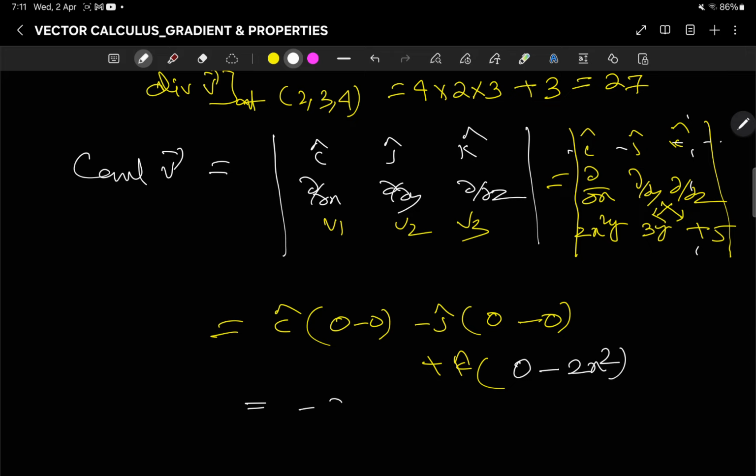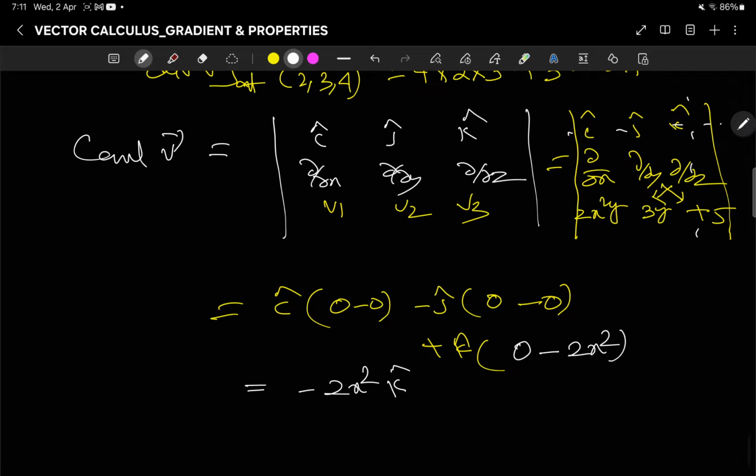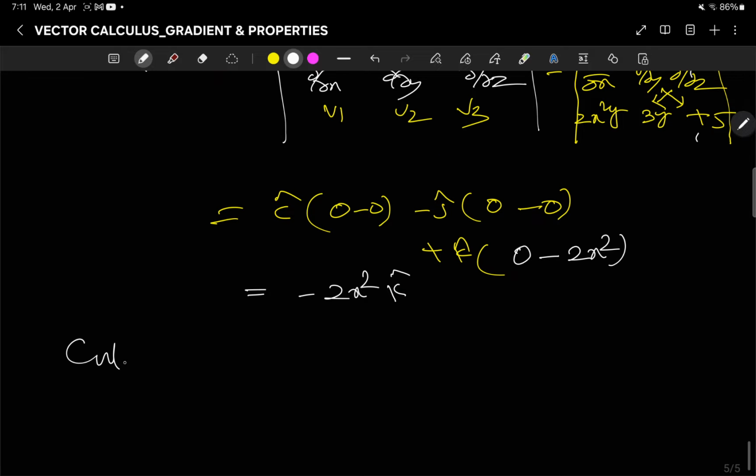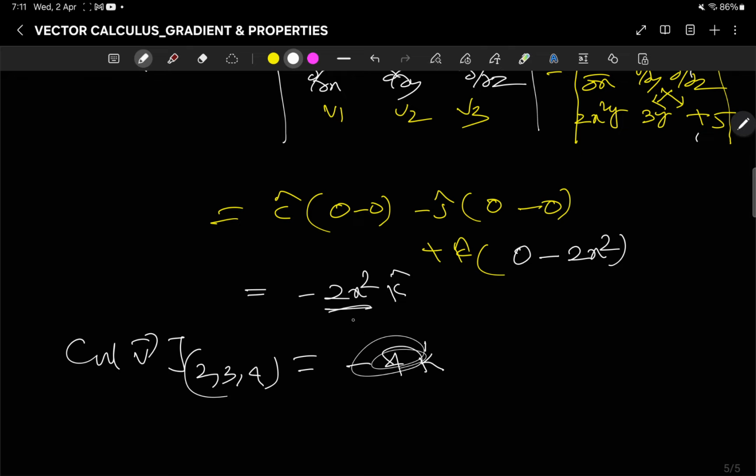So this is equal to minus 2x square k. Now here call v at the point (2, 3, 4). So this is equal to minus 4k. Okay, sorry, so this is 4 into 2, minus 8k. So this is your answer.